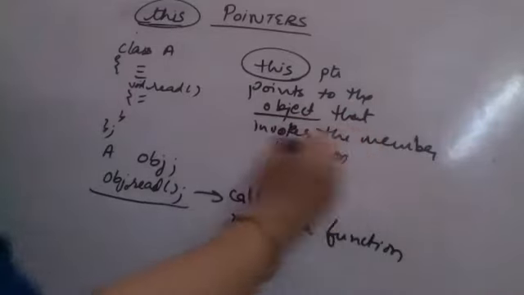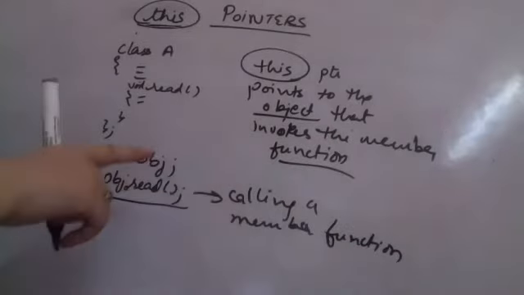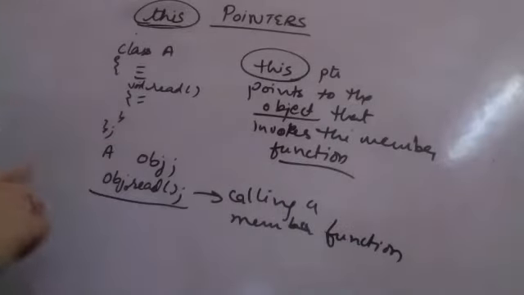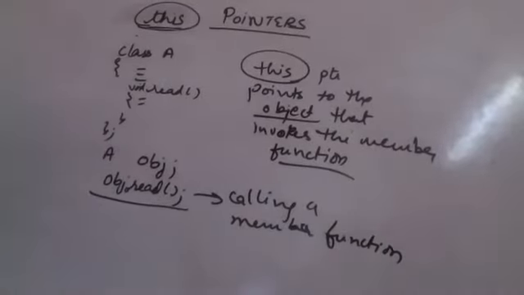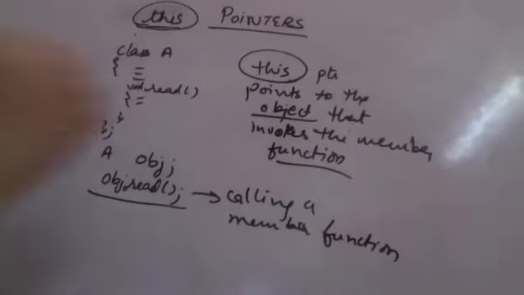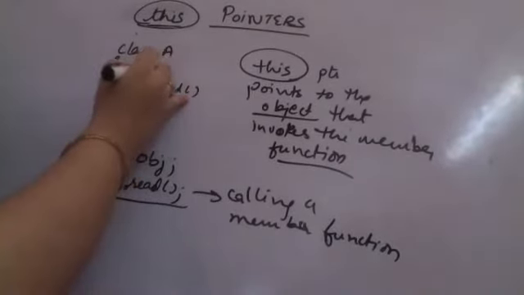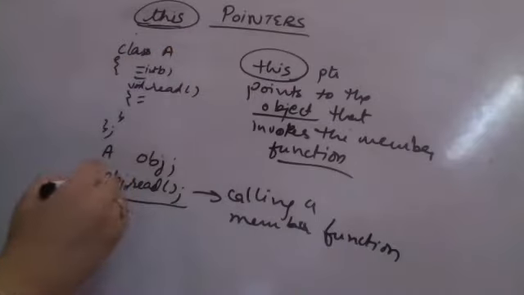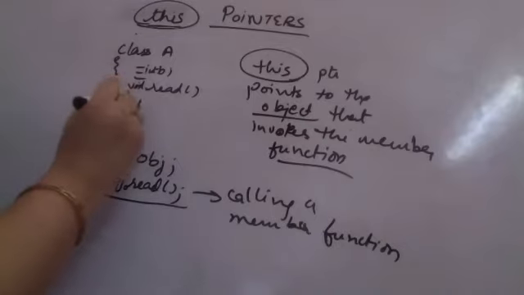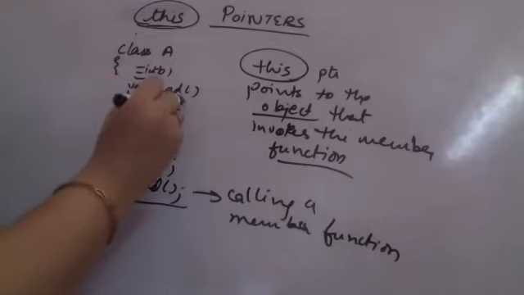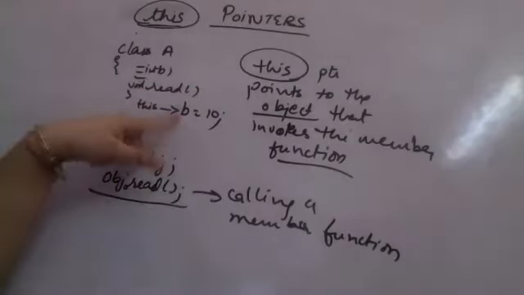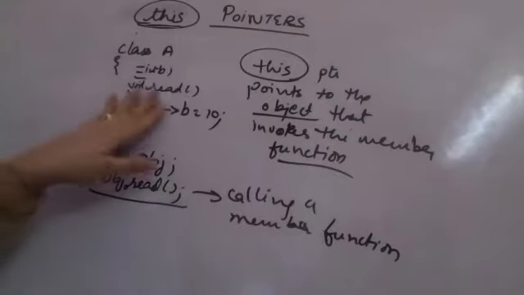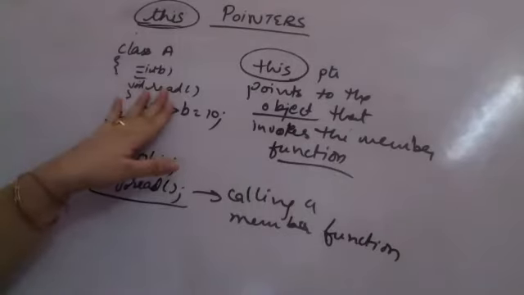Since it is a pointer, if I want to use member variables using this pointer, I have to use the arrow operator. This is basically the meaning of the this pointer. Suppose there was a variable, say integer b, and if I want to use the this pointer within read, I write this arrow b is equal to, say, 10. So b of what? Of the calling object. If I don't write this, then also b is of the calling object by default.